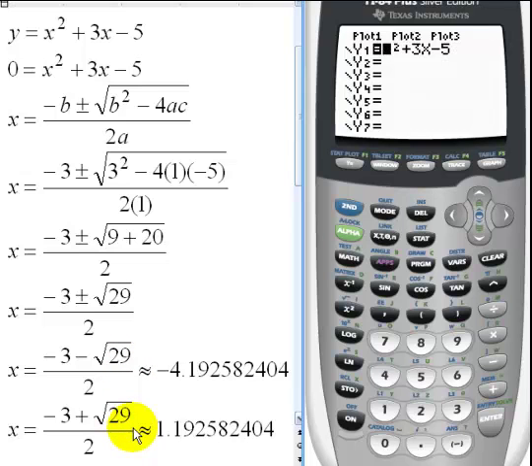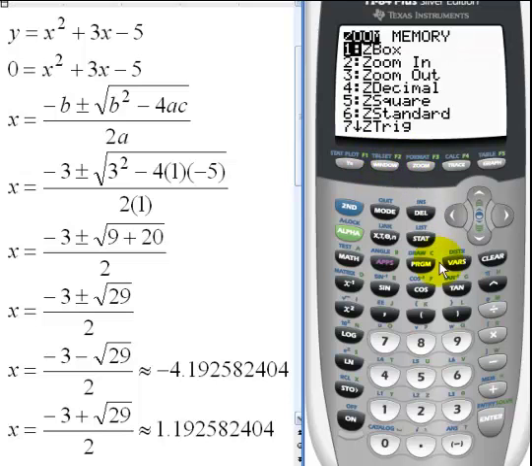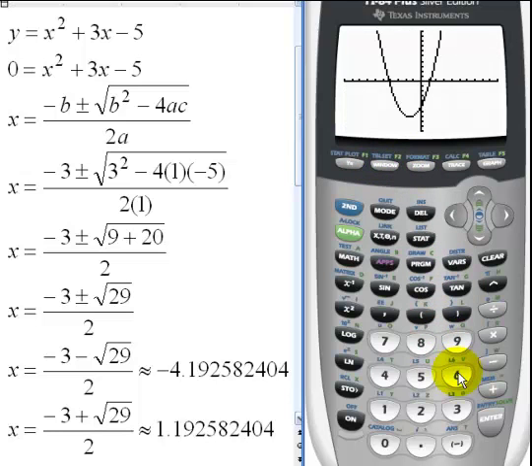I'm going to show you two ways to check the work here. First of all, in my y equals window, I have my equation y equals x squared plus 3x minus 5. I should be able to do a zoom standard, zoom 6, and that should work. Seeing as about -4 and around 1 were my x-intercepts, the standard zoom works pretty well here. Obviously, if I couldn't see my x-intercepts in the window, I would need to change the viewing window appropriately. But in this case, I can see the x-intercepts in that viewing window.